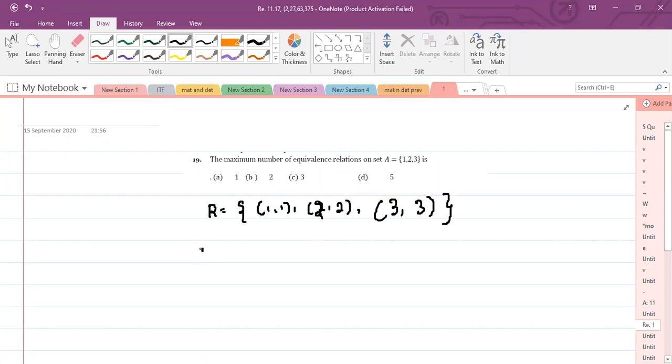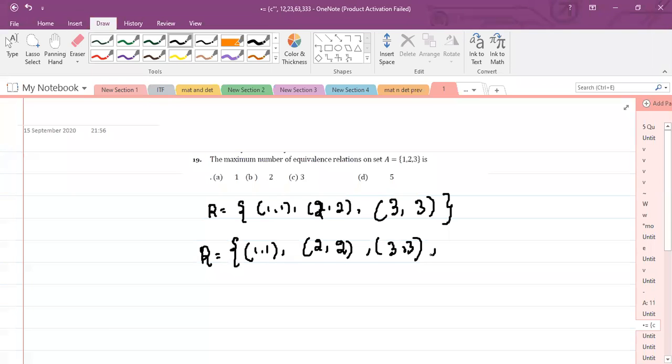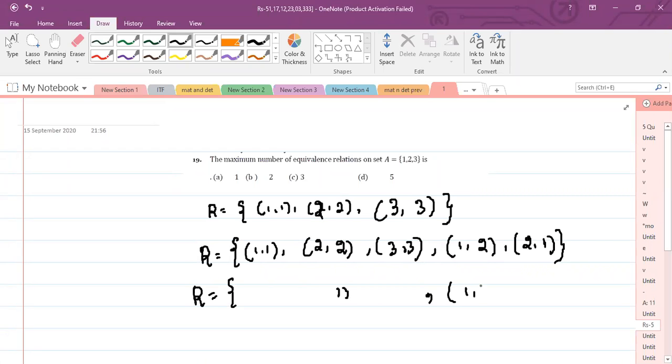But no, it is not necessarily this one itself. With this (1,1), (2,2), (3,3), I may have (1,2) and (2,1). Then also it will be an equivalence relation because it is reflexive, symmetric, transitive. Then I will consider (1,3) and (3,1). Then also it is reflexive. So already we have 3.